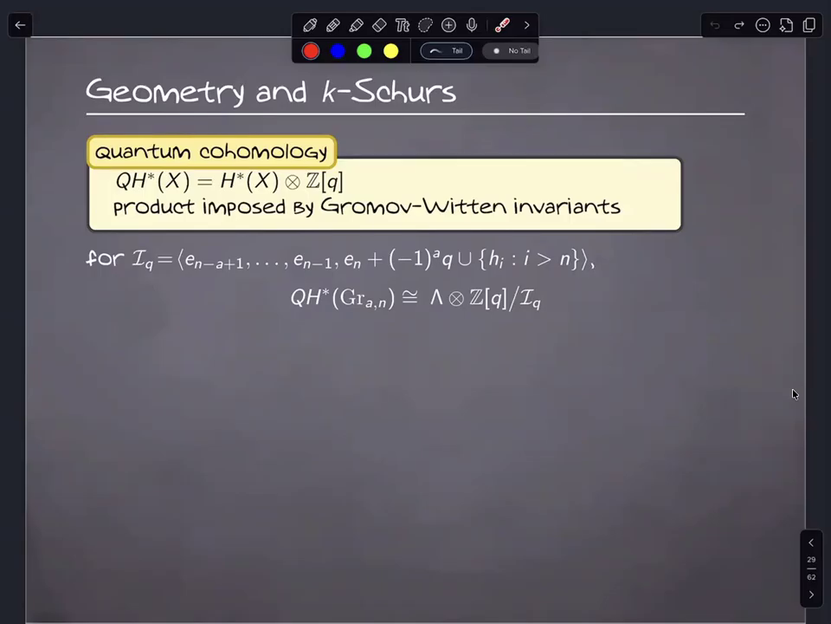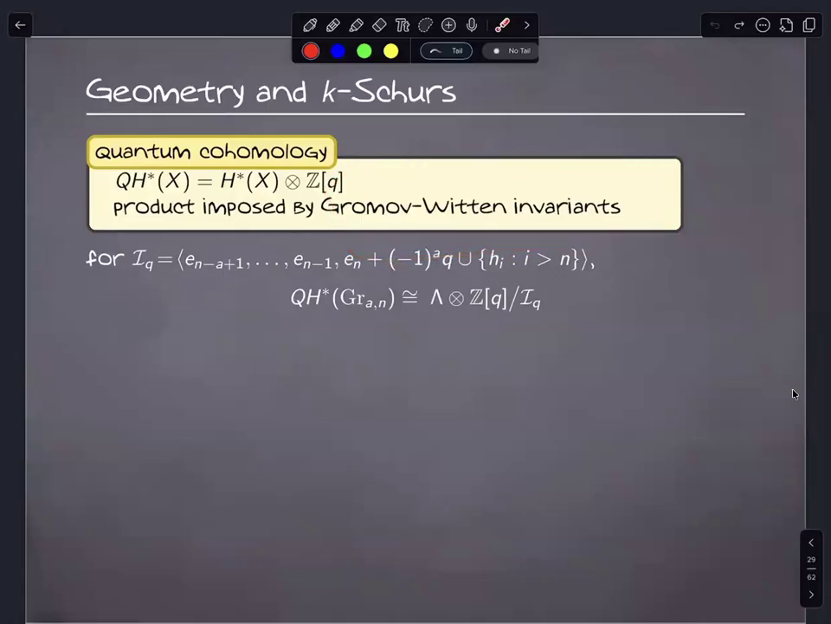One way to think about the quantum cohomology structure is that the ring structure is defined by the structure constants. So we say, let's define a product by saying if I take these two Schubert classes and multiply them, their expansion coefficients are going to be given by this thing called a Gromov-Witten invariant.